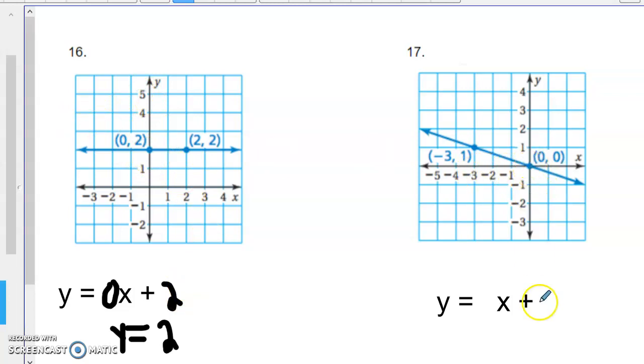Number 17, it crosses the y-axis here at 0, so that's my y-intercept. It has a slope of up 1, and then I'm moving backwards, so that's where the negative is going to be, 1, 2, 3, so 1 over -3, or you could also write that as -1 over 3x, but again, you can forget about that part, y equals -1/3 x.